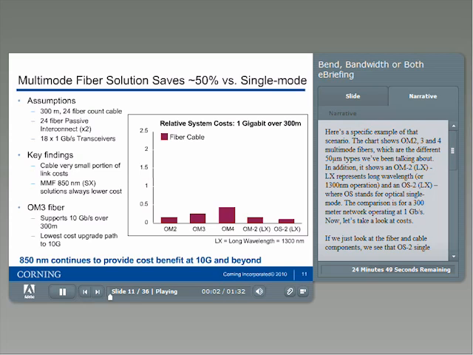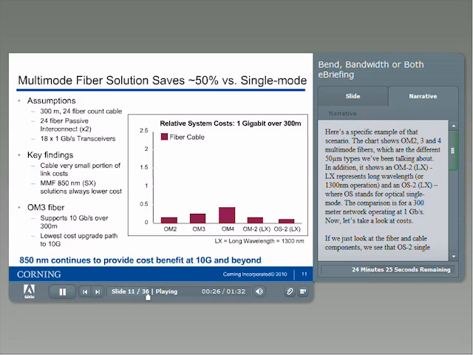Here's a specific example of that scenario. The chart shows OM2, 3, and 4 multimode fibers, which are the different 50-micron types we've been talking about. In addition, it shows an OM2 LX. LX represents long wavelength, or 1300 nanometer operation, and an OS2 LX, where OS stands for optical single mode. The comparison is for a 300-meter network operating at 1 gigabit per second.